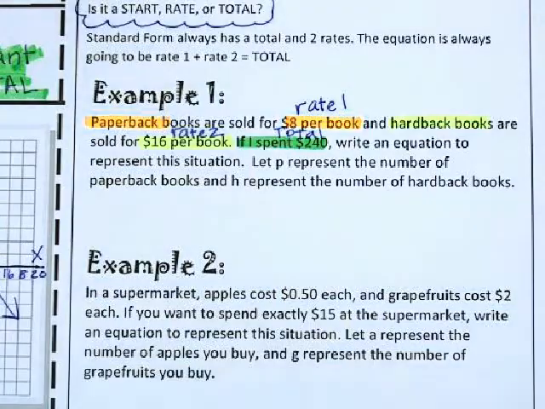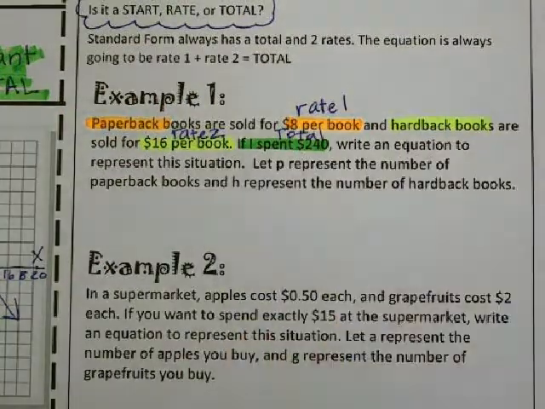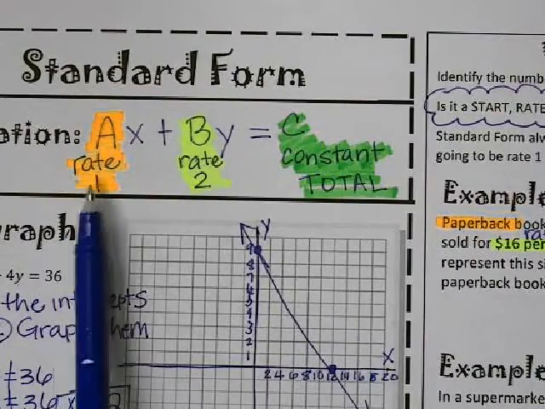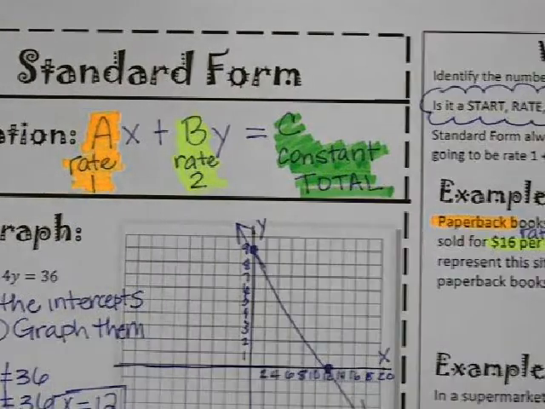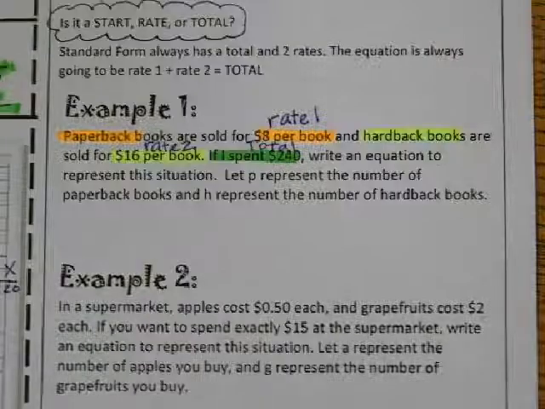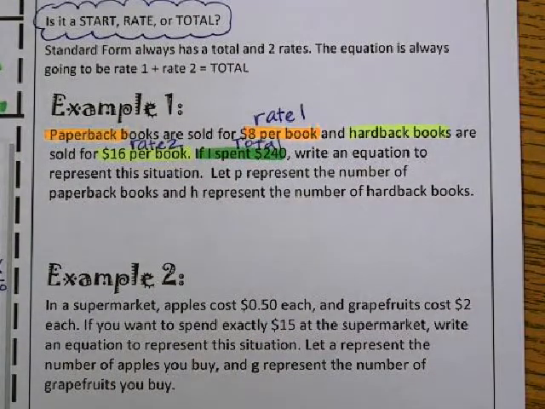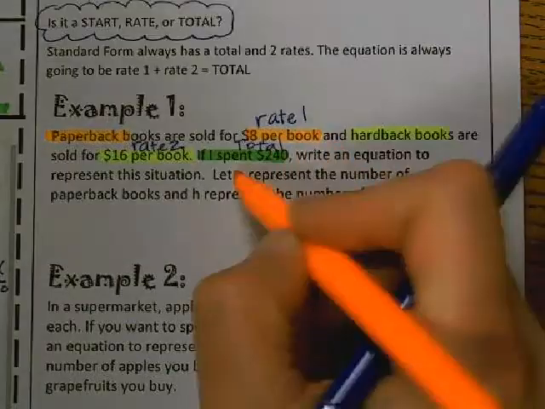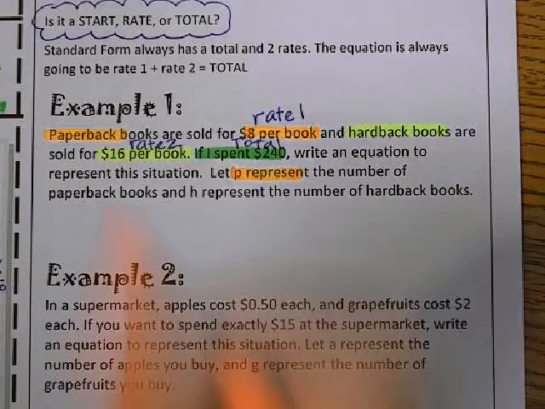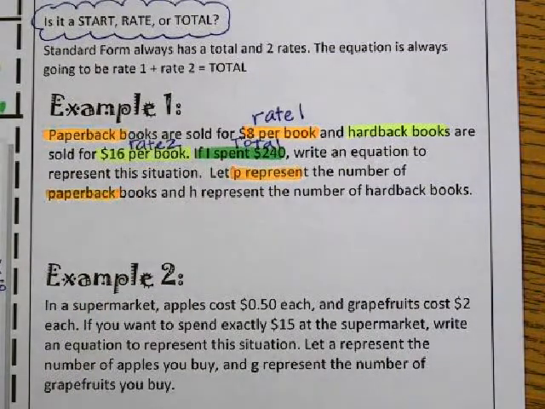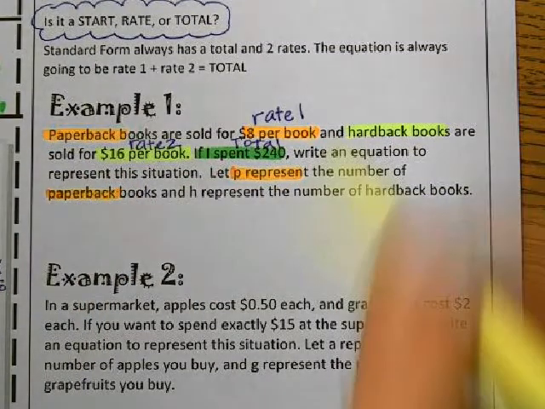I love these problems because they're so easy to write, okay? Because if I know rate 1, rate 2, and a total, then I literally write AX plus BY equals C, and I'm done. I use my 3 numbers. So rate 1 is $8 per book. Let's use P to represent the number of paperback books. So I got to use P for paperback. Then I have to use H for hardback.